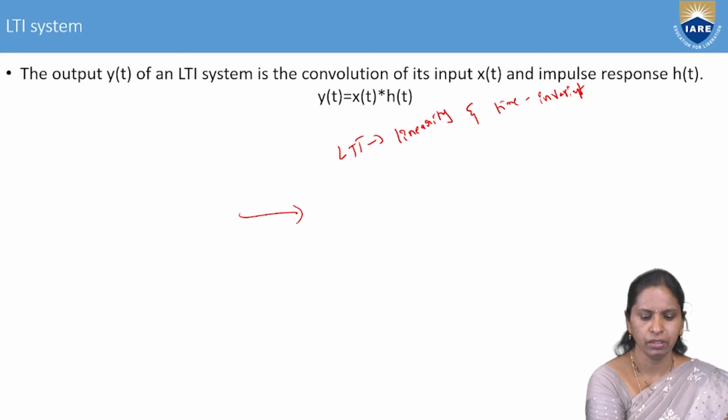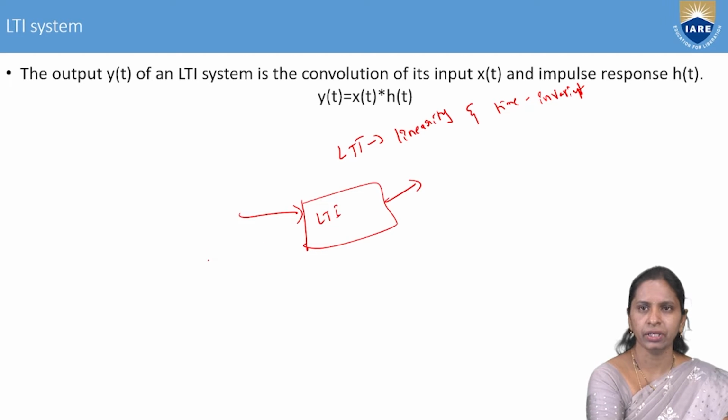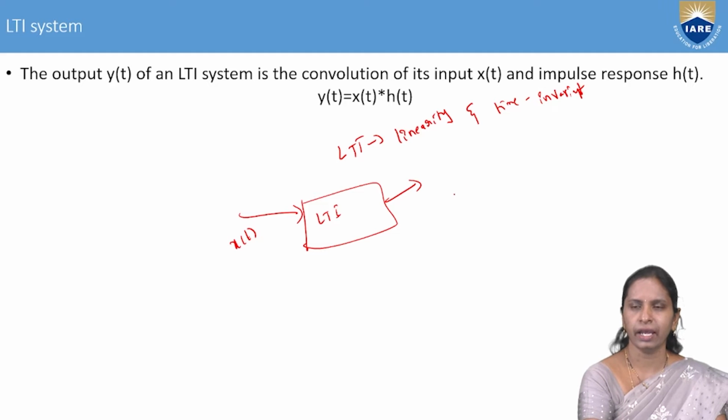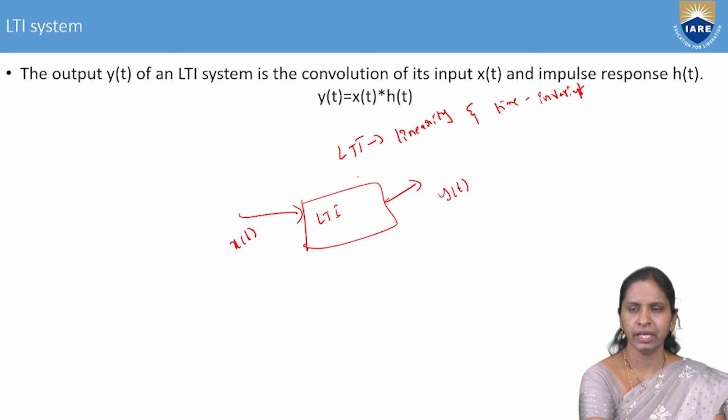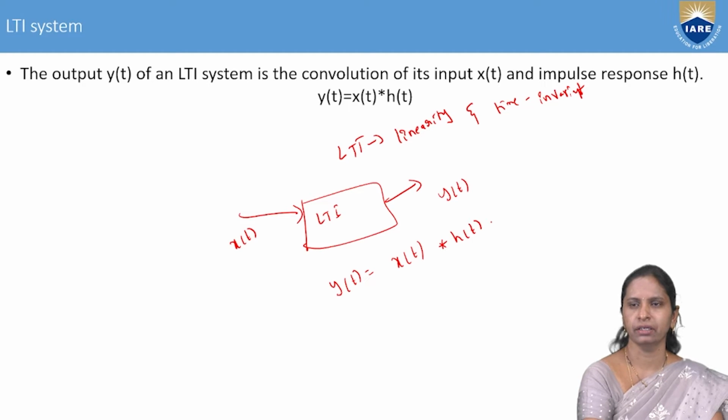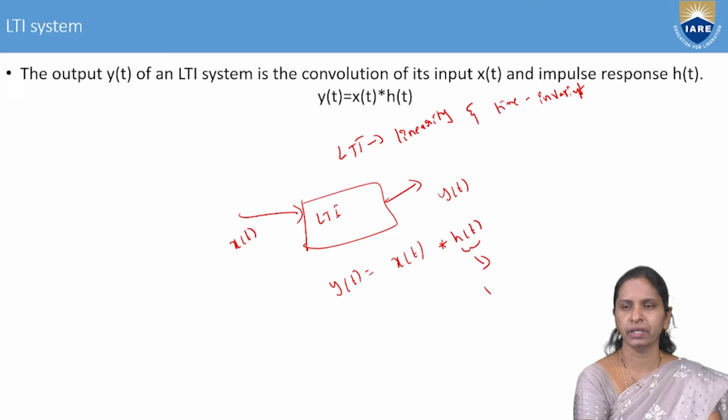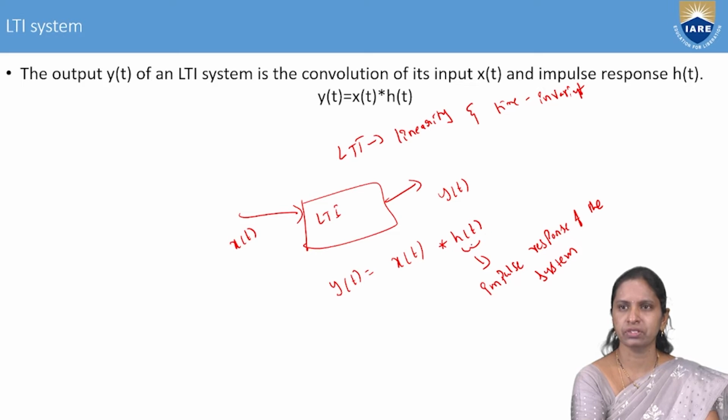Now, for example, this is an LTI system and the input applied to the system is x of t and the response or the output of the system is y of t. Then for the LTI system, the output of the system can be written as y of t is equal to x of t convolution h of t. It is the applied input convolution h of t. So what is h of t? h of t is called the impulse response of the system.